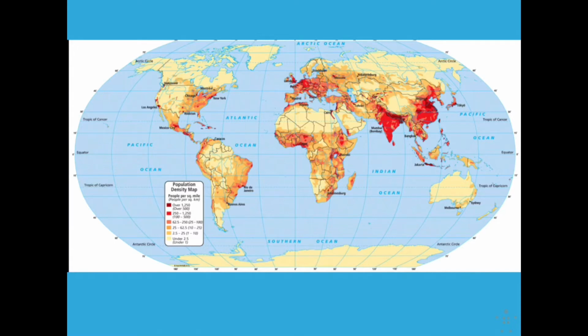Number 2, rural to urban migration and urban growth. Urbanization accelerated in the 1800s in Europe and North America. Urbanization in the United States in 1800 was about 5%, meaning 5% of the population lived in cities. In 1920, it was 50%.